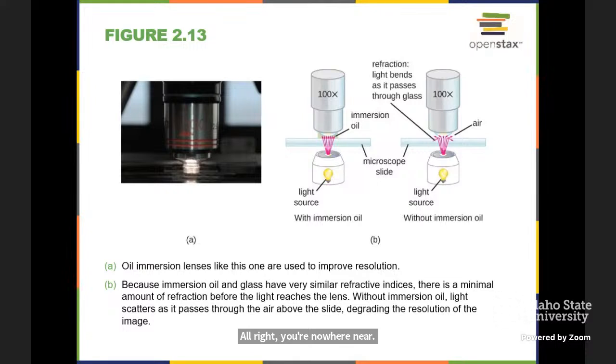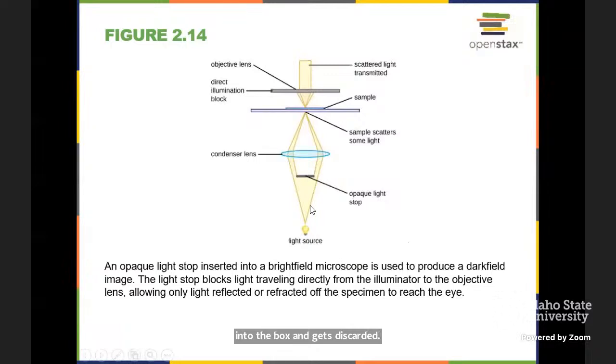It's got to be touching that oil. All right. And you should see it. All right. Unless it's upside down. After you've done that, if you're going to keep that slide, you can kind of blot the oil off. Most of our stuff goes into the box and gets discarded. All right. So just depends.